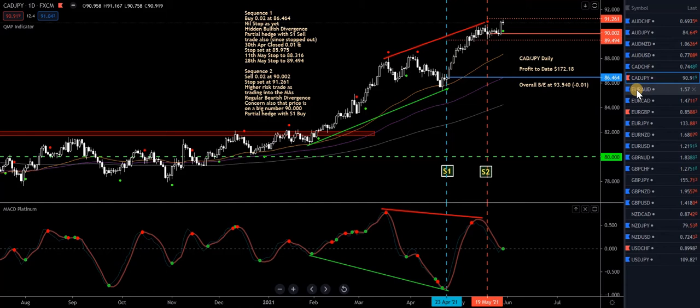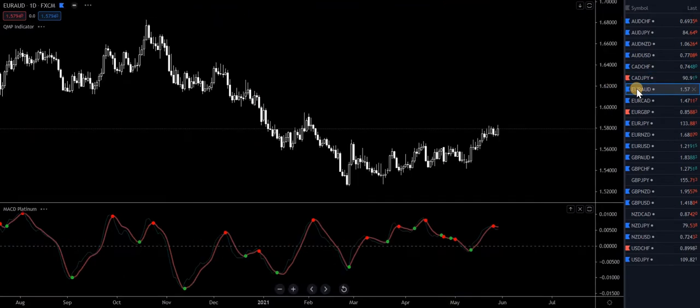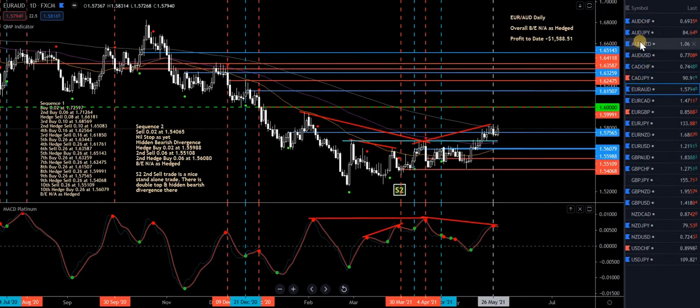That's CAD yen. Euro Aussie, let's have a look. This is like the Aussie USD, lots of trades on, an old sequence 1 from way back here. Let's have a look at sequence 2, which is the most recent. It's a sell. You can read the notes on the left here. Sell, then a hedge buy. Second sell here, the MACD Platinum still above the zero level. Then we have a hedge buy, and the MACD went down below the zero level, popped right back up again.